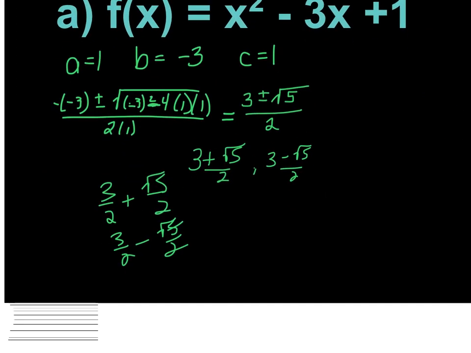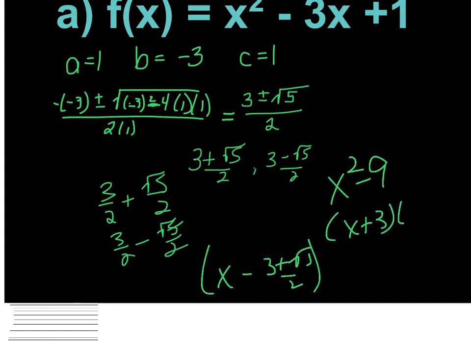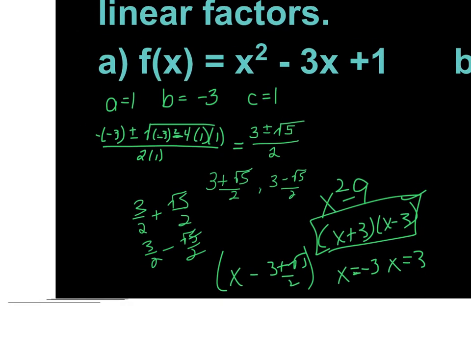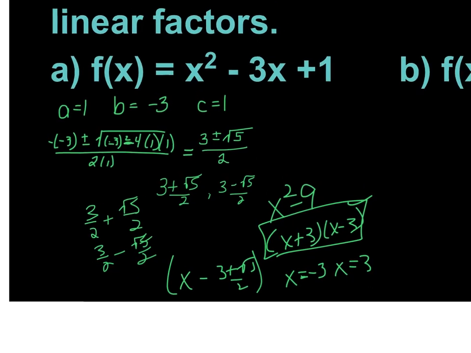I'm not going to worry too much about it, but you would write it like this. x minus 3 plus root 5 over 2. When you guys solve, you do that anyways. Like, one of the problems on the quiz or the test was like this. This is writing it as a product of linear factors, and then you would go ahead and solve it. So in the process of solving, you write it as a linear factor anyways.